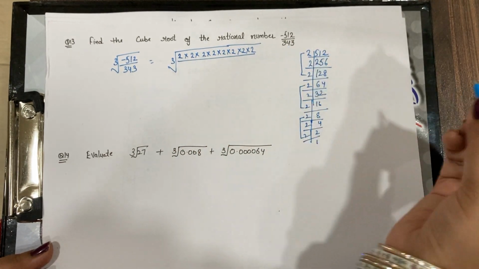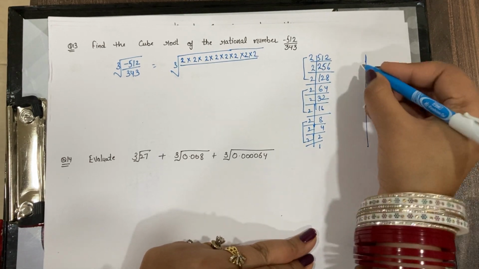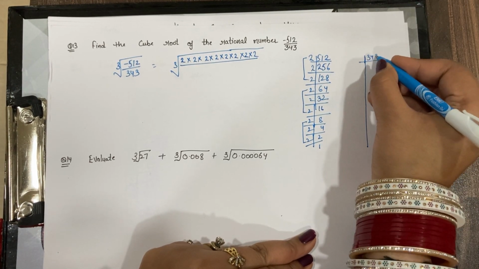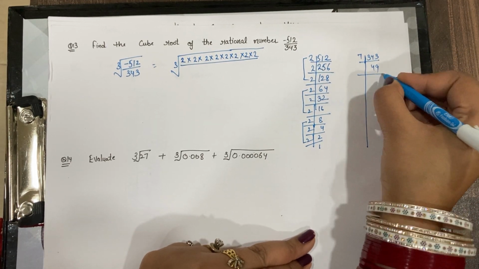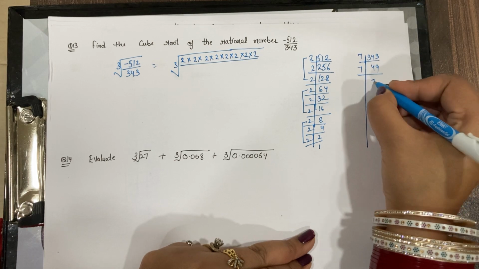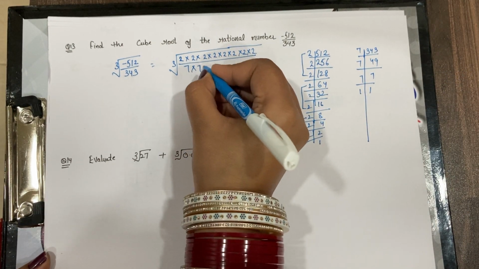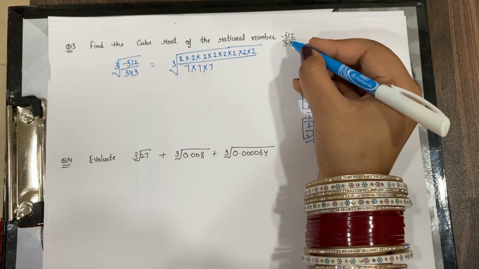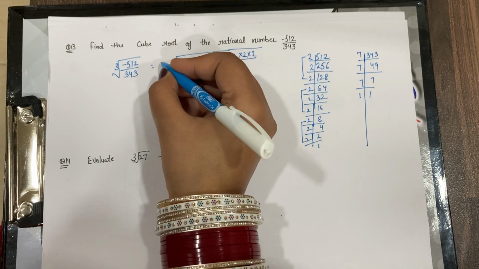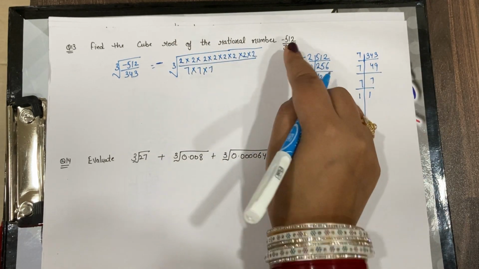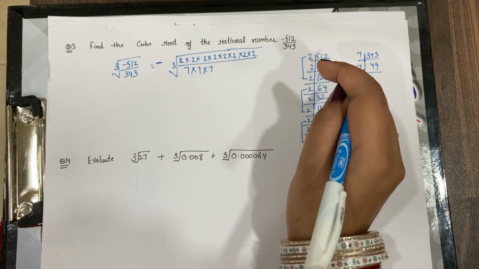And now let us see the prime factorization of 343. It is divisible by 7. On the table of 7, we are dividing it. So here we'll write 7 into 7 into 7. Now what about this minus? Whenever it is the cube root of a negative number, the negative sign will be there in the answer. This negative sign will be there. Square root of a negative number is not there in your syllabus.